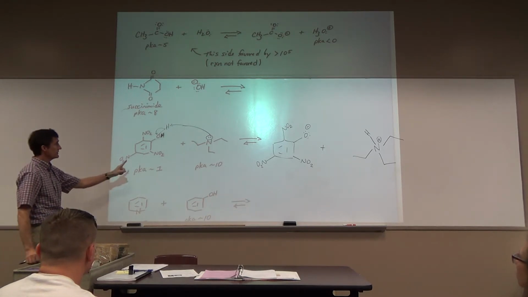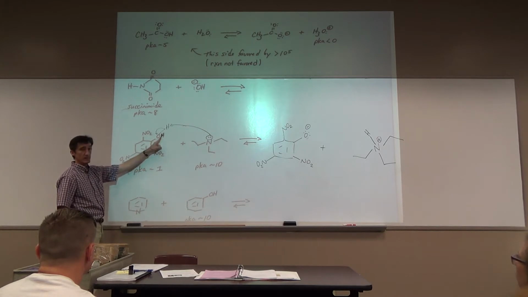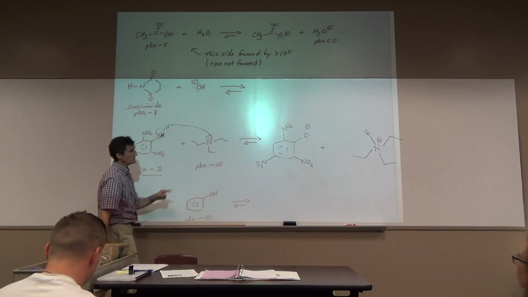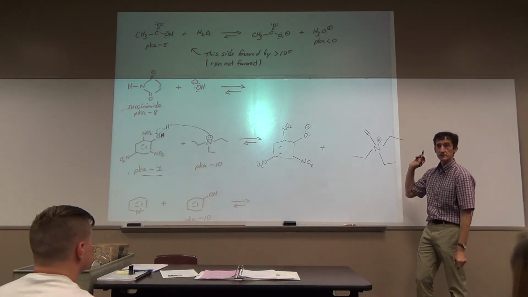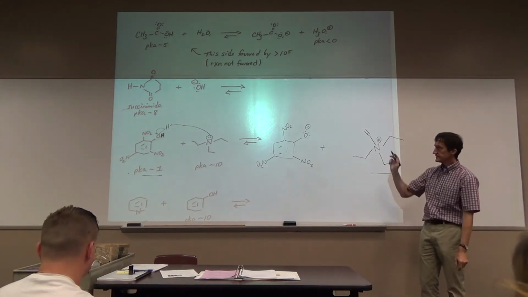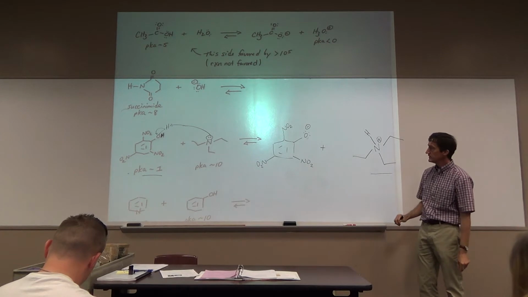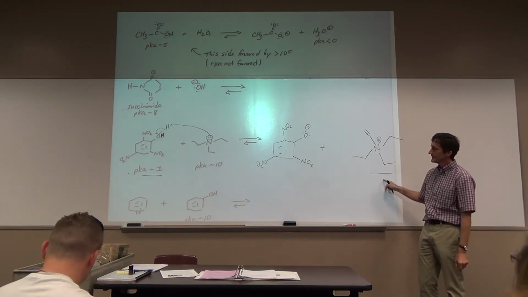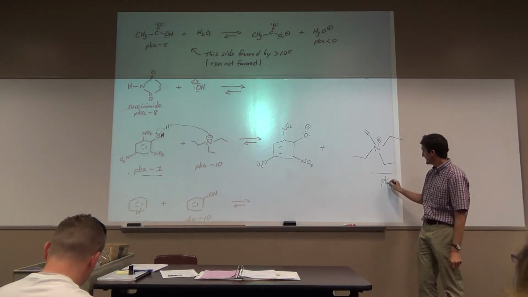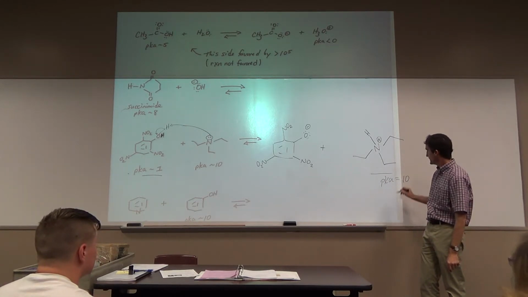What's the acid over here? The thing with the H. Here's this pKa. Which thing has the H? That's the conjugate acid of the base. That's the acid over here. What's its pKa? pKa equals 10.